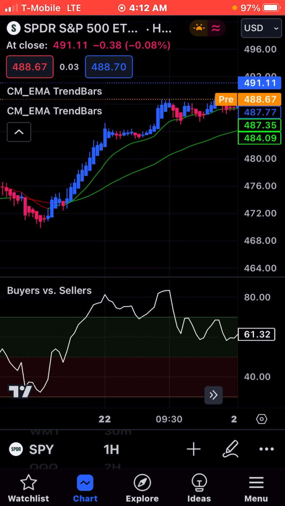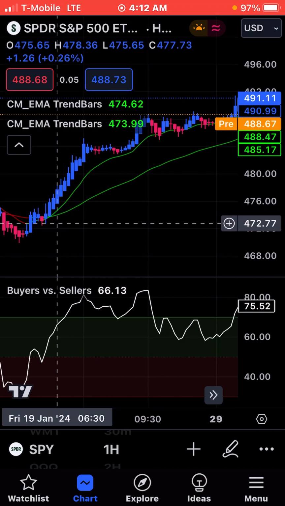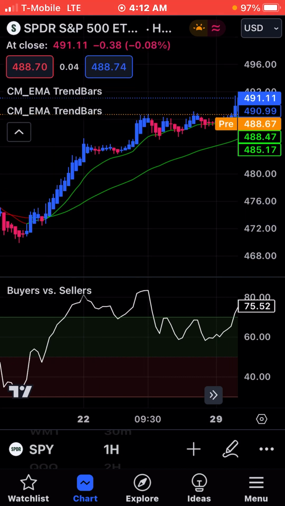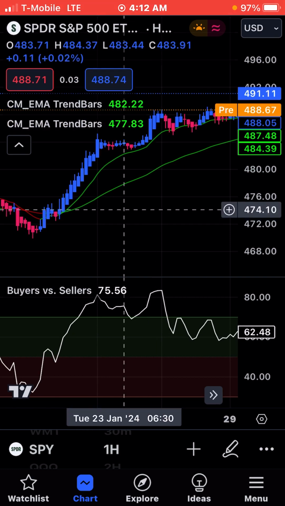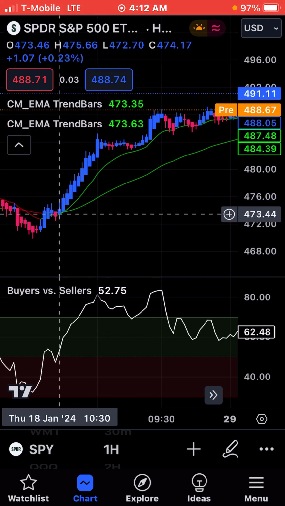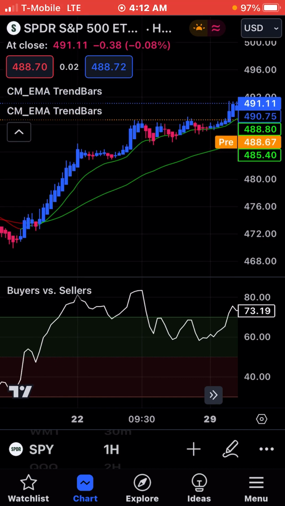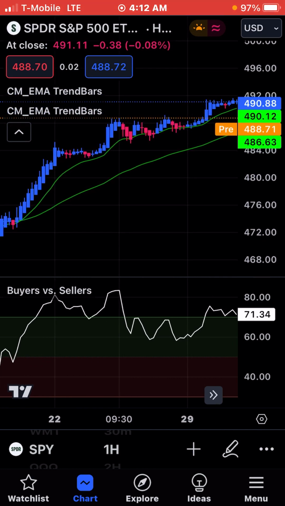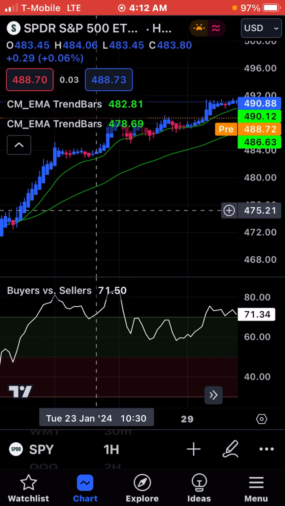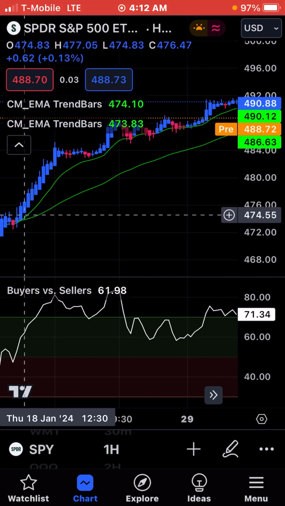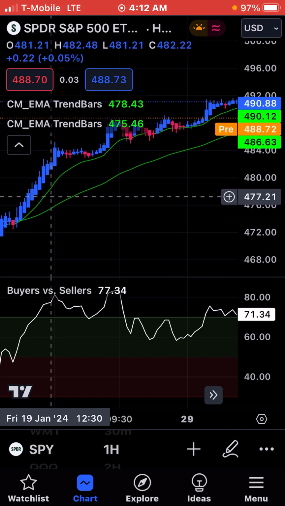You basically wait for the 1348 to cross, which we find right here. And then as it's crossing, this is basically where you enter. Now, if you have the buyers versus sellers, which is optional, but I find it works really well, you enter on a cross, and then you want to look at your buyers versus sellers.